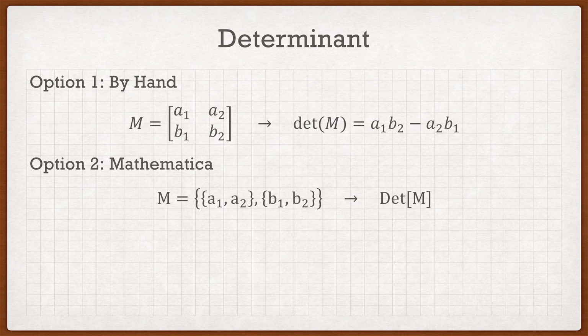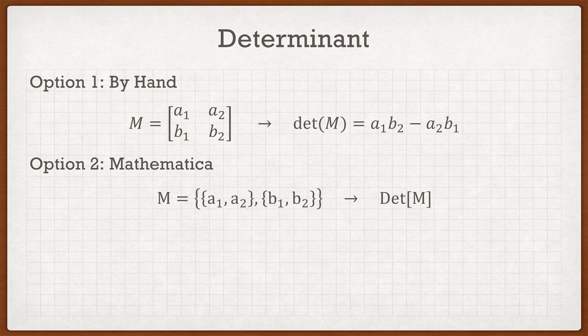So option 2, using Mathematica, is all we have to do is define the matrix M. To define that in Mathematica, we're going to have big squiggle brackets at the beginning and the end of M, and this is everything inside the matrix. Inside of those squiggle brackets, we have two subsets of squiggle brackets, and those are for the rows of the matrix. Within the first subset, I have A1 and A2 separated by a comma. And in the next subset, I have B1 and B2. So that's the first row of the matrix and the second row of the matrix.